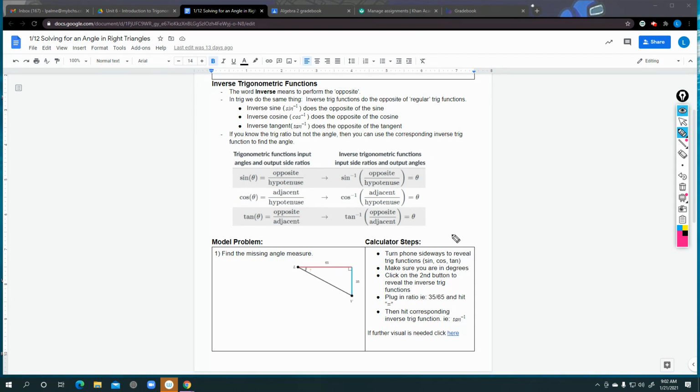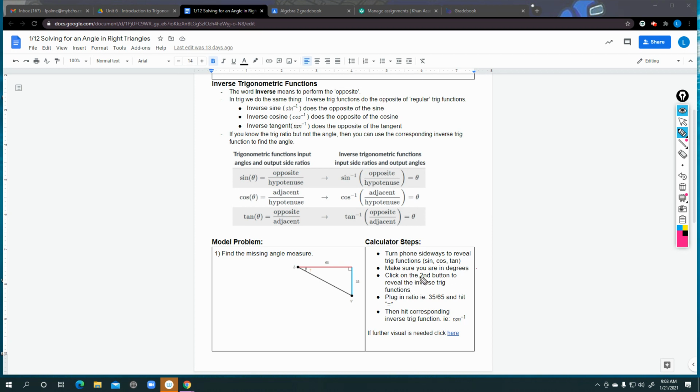Now, many of you are using your calculator to calculate the trig functions. You're still going to need to turn your phone sideways to reveal the trig functions. However, for those of you using iPhones or Androids, you will have to make sure that you are in degree mode. So make sure that the RAD is not on the upper left-hand corner of your iPhone or your Android. It's not visible. If you do see that, please hit the DEG button. It should be the lower left-hand corner.